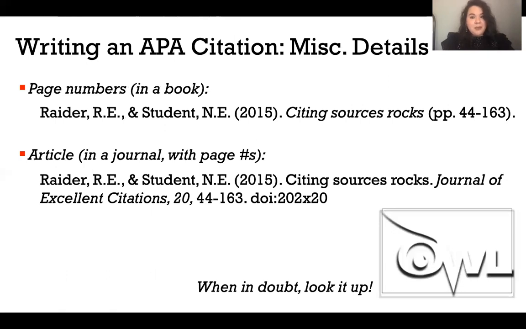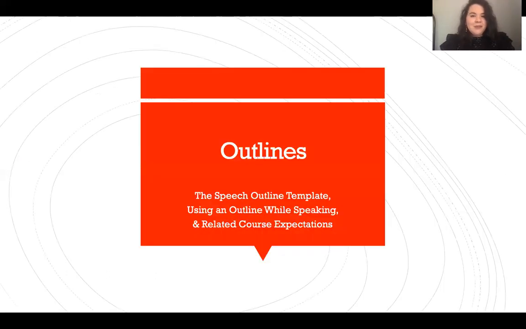Even something as simple as page numbers will look different based on the medium that you're citing. As you can see here, the page numbers for a book and the page numbers for an article in a journal are presented differently. So these are the kind of minute differences you'll want to look up when you're writing your citations for your speeches. And when in doubt, make sure that it's correct by comparing it to something you trust. It's better to look it up every single time you write a citation than to just guess at it. Now let's move on to outlines.